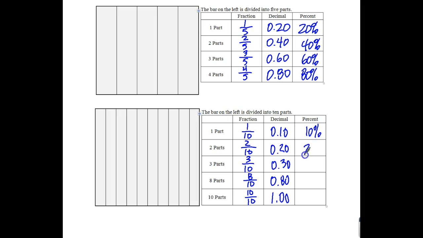10%, 20%, 30%, 80%, and 100%, okay? It's not just these 2 numbers you look at. It's the whole thing. You're going to look at the ones place. If there's hundreds and tens in there, you add those, all those are part of the percentage.